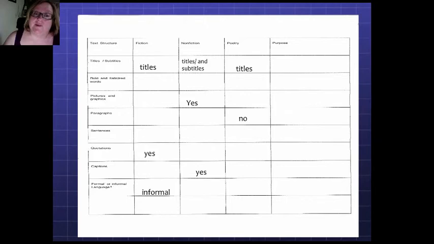The fiction piece of writing was very informal. It had normal vocabulary like you and I would use when we speak. On the other hand, the poetry was very formal. It had high-level vocabulary. It spoke in a way that most people don't normally speak in. It's called elevated language. And then take a look at the nonfiction. What do you think? Was that formal or informal?